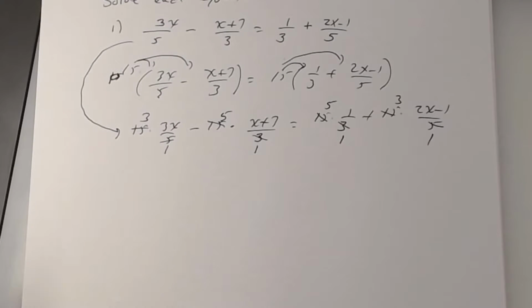So the whole point of writing that step is for you to understand that the purpose of multiplying by the LCD is to get what numbers in that denominator? Ones.